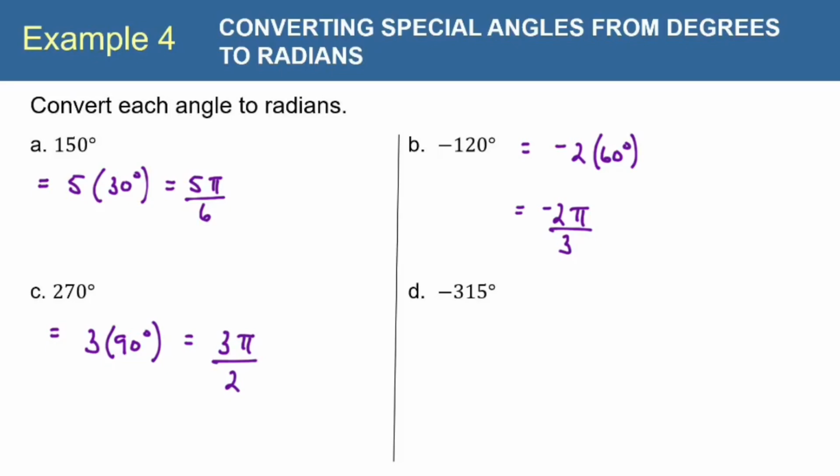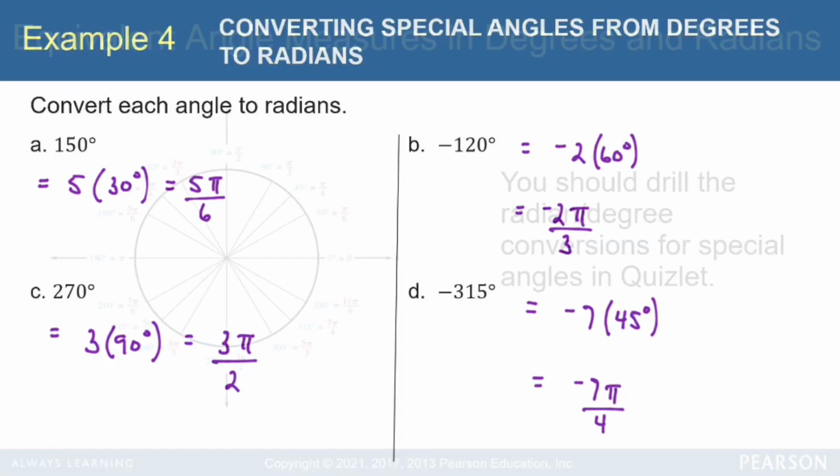So you can figure that out on your calculator. 315 divided by 45 is 7. So negative 315 can be written as negative 7 times 45 degrees. And the radian equivalent for 45 degrees is pi over 4. So negative 7 times 45 degrees becomes negative 7 times pi over 4.